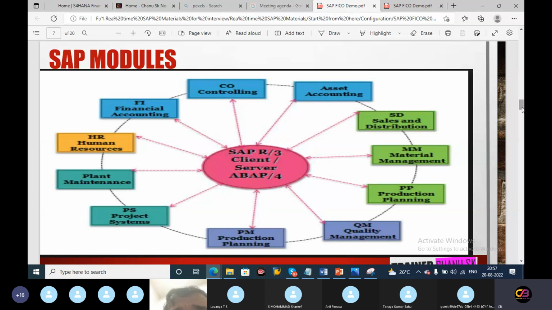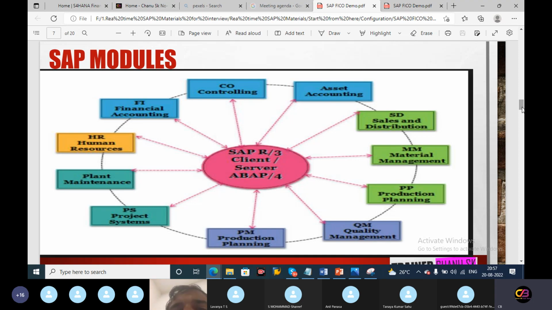Okay, one is finance, FI, CO, and HR, plant maintenance, PM, PS, and QM, quality management, PP and MM. These are all functional modules. SAP has functional modules and technical modules also there. Okay, SAP has functional modules and technical modules.